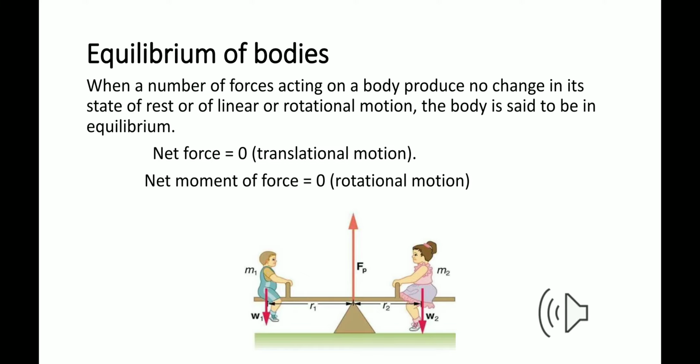According to the definition, when a number of forces acting on a body produce no change in its state of rest or of linear or rotational motion, the body is said to be in equilibrium. Here I have mentioned net force equal to 0, so translational motion, and net moment of force equal to 0, so rotational motion. Now let us understand this.